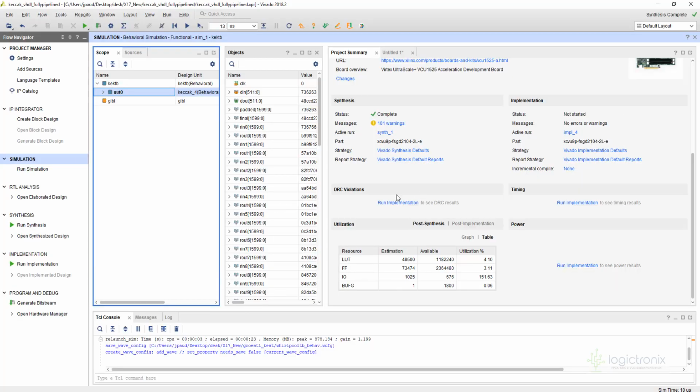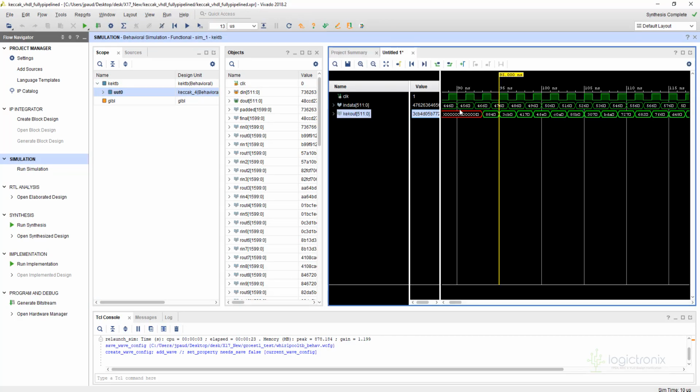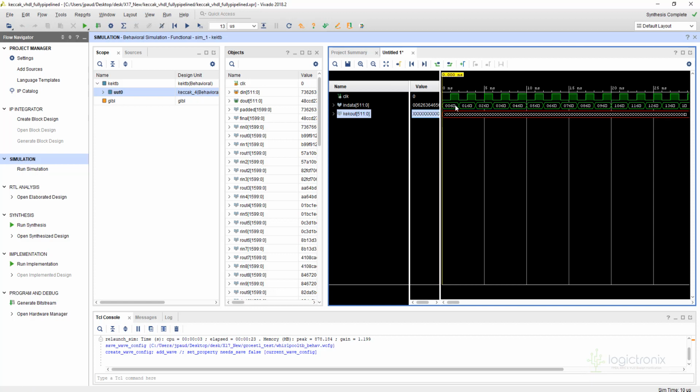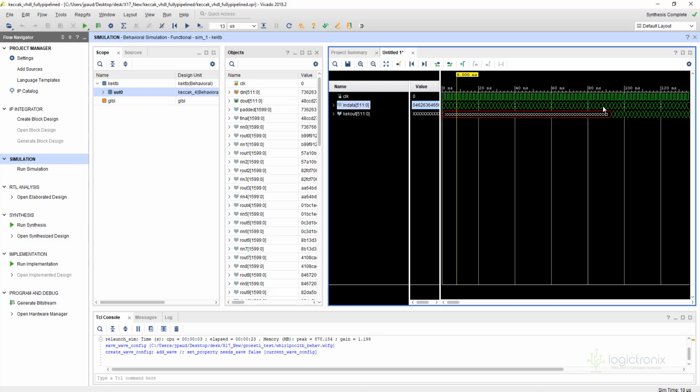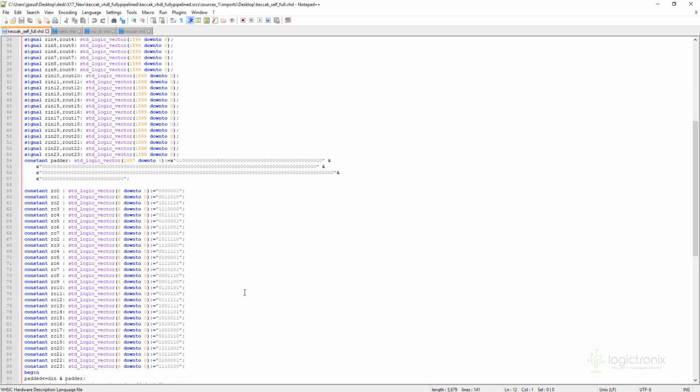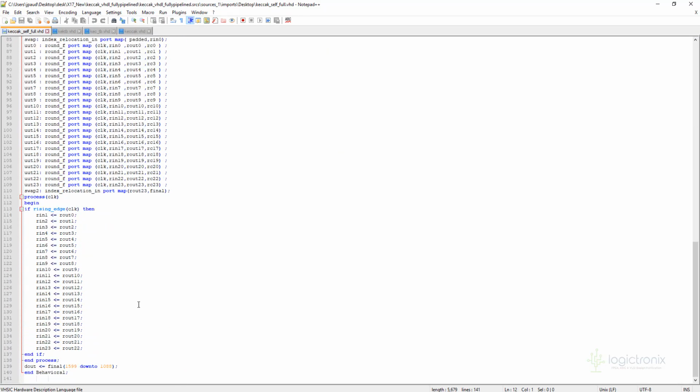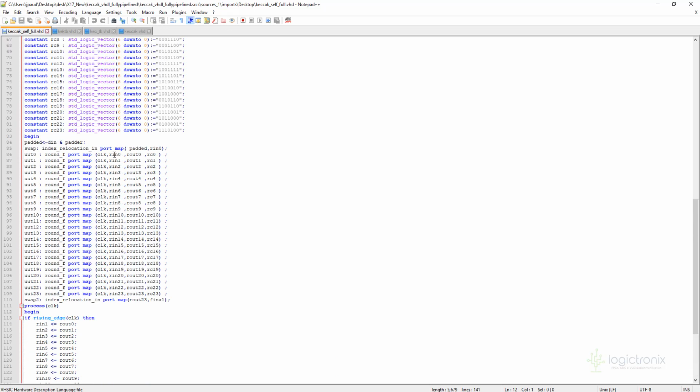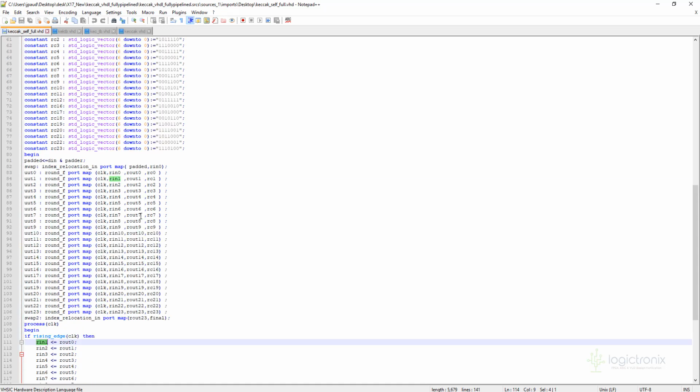So let's look at the implementation of it. This is a fully pipelined architecture, and if we look at the simulation, we are giving input every clock cycle and we are getting output every clock cycle. So this is best in terms of throughput. If we look at the design, it's simple. There are registers and here are rounds. The output of one round is fed into the input of another one, and this is just simple.